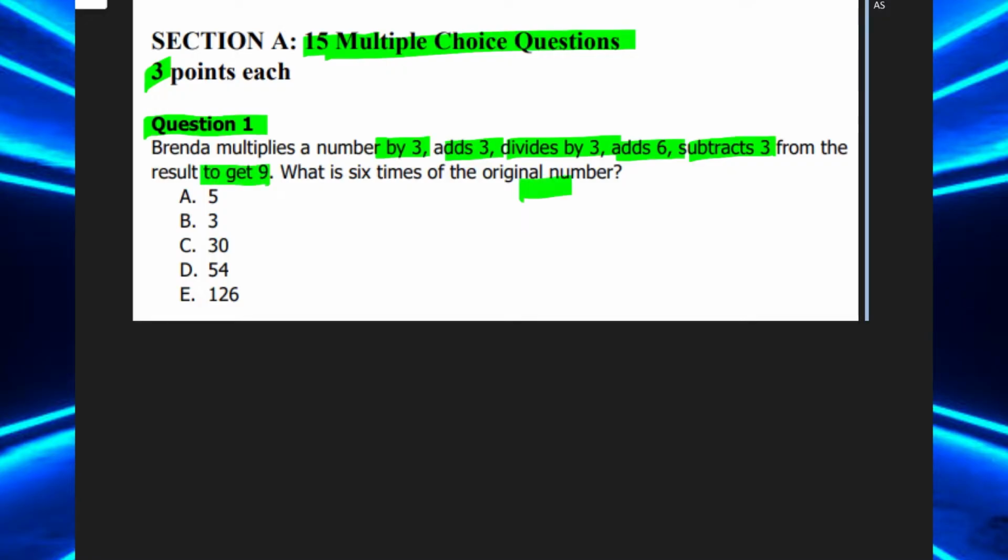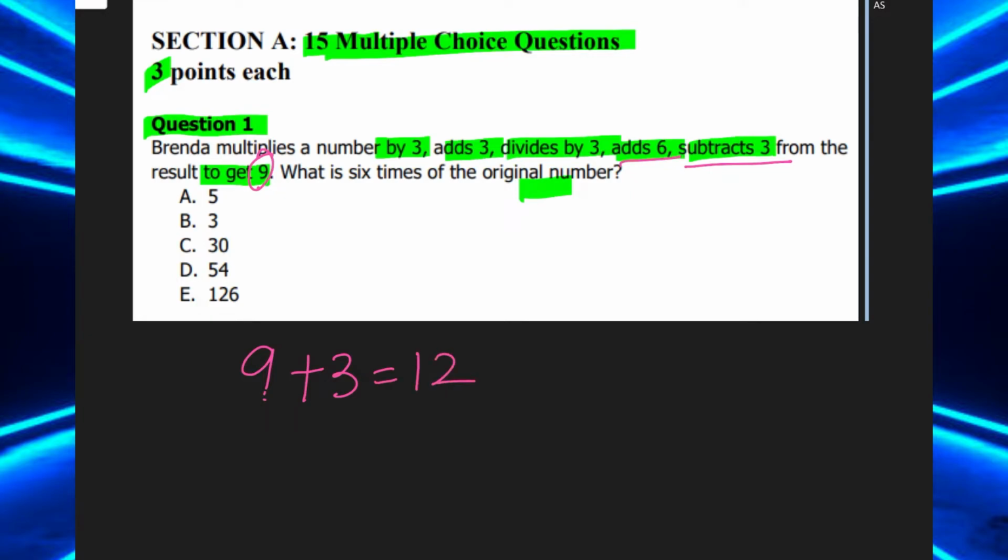Now, in order to find the original number, and because we know the end result, 9, it is a good idea to start from 9 and work our way backwards to find the original number. Going backward, we have to remember all these operations will reverse. It will be the inverse operation. Let's start with 9 and go backward. So she subtracts 3. So in going backwards, we will add 3. That means it will be 12.